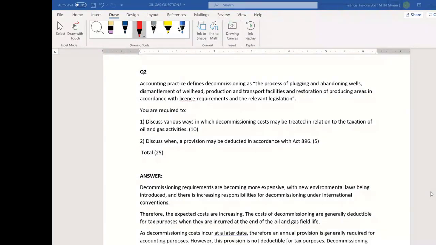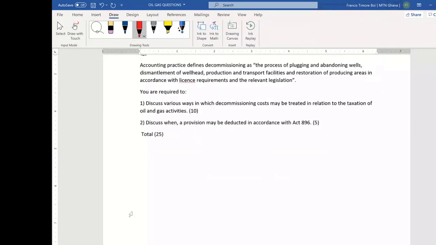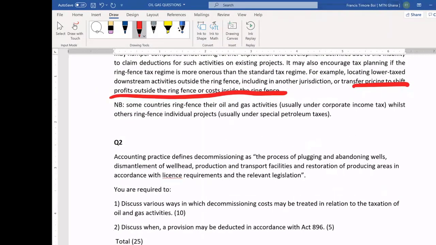Accounting practice defines decommissioning as the process of plugging and abandoning wells, dismantlement of wellhead, production and transport facilities, and restoration of producing areas in accordance with license requirements and relevant legislation. You are required to: 1. Discuss various ways in which decommissioning costs may be treated in relation to the taxation of oil and gas activities. 2. Discuss when a provision may be deducted.